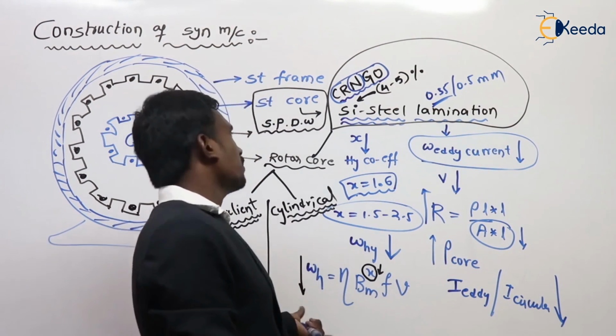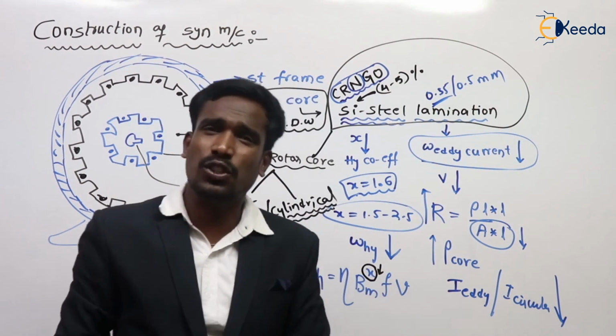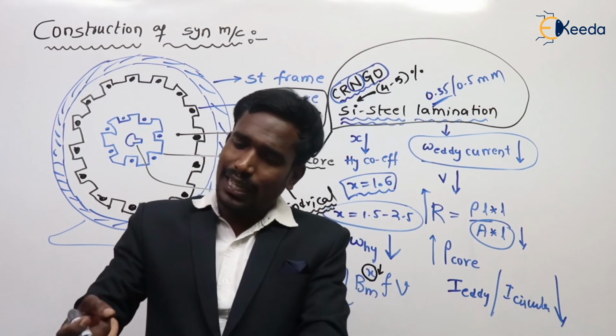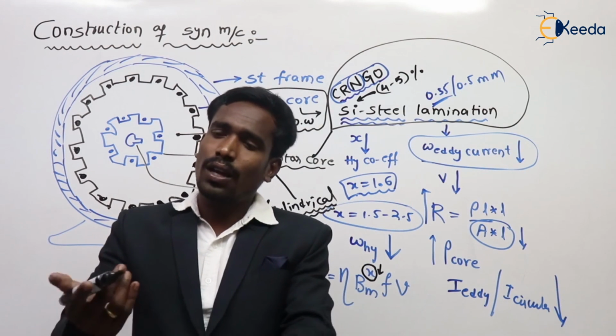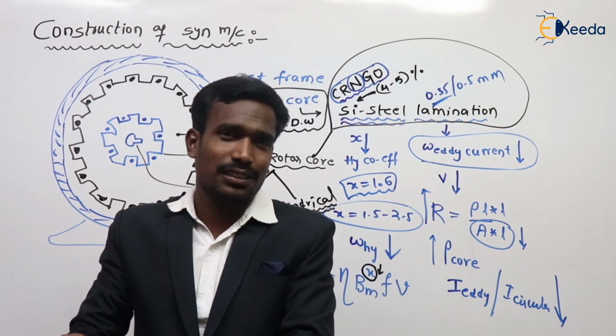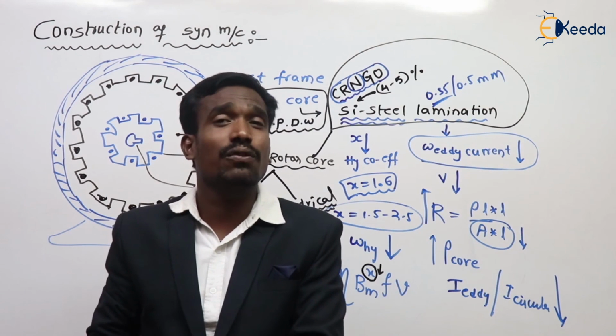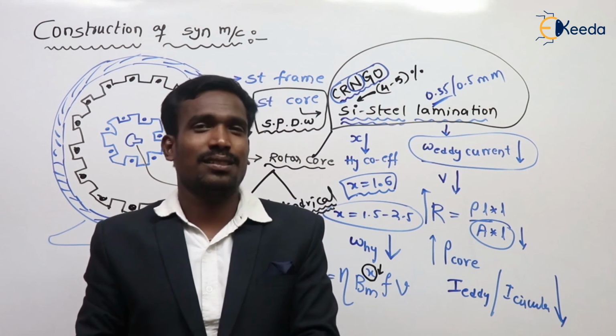Apart from this, this is the construction of our synchronous machine: stator frame, stator core, rotor core, air gap, slip rings, brushes and shaft. This is the construction of a synchronous machine. Thank you.